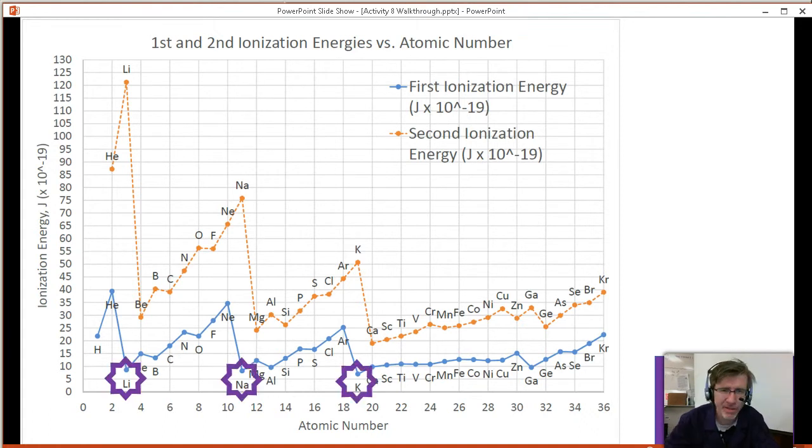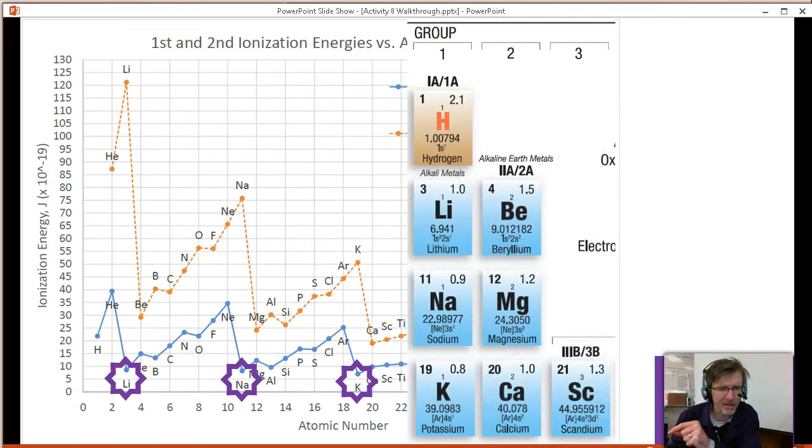What you should have said is lithium, sodium, and potassium have the lowest first ionization energies of all the elements, the first 36 or so on the periodic table. Good job reading this graph. So that's one part of the answer. Where are these on the periodic table? That's the next question. They're in group 1A. They're in the alkali metals group.